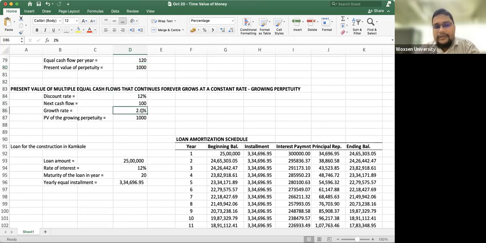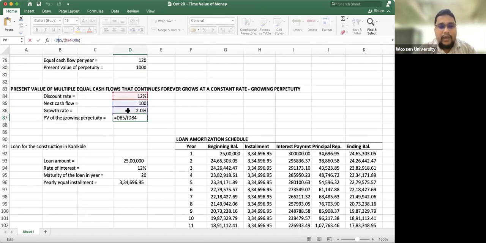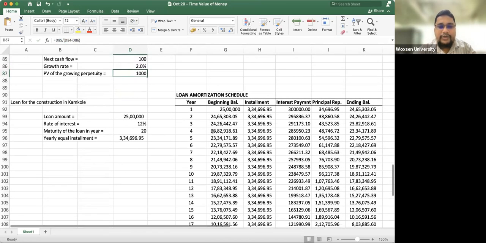And the growing perpetuity is the case where the cash flow increases at a constant rate. Let's say the cash flow is 100 and it will increase at 2%. So the following year it will become 102. In the next year 102 times 1 plus 2%, and so on, and it will continue forever. So in that case, the formula is the next year cash flow divided by the discount rate minus that growth rate. And this is how we have calculated the present value of the growing perpetuity.